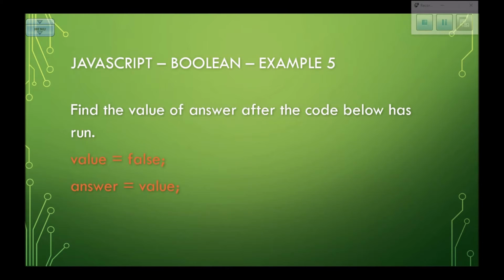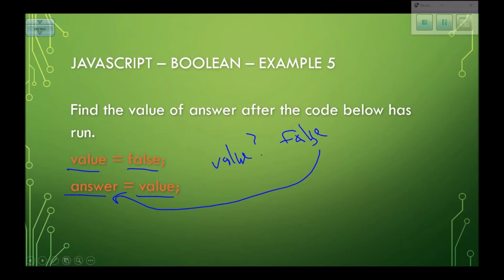Okay, value equals false. So value has false stored in it. And then answer equals value. Well, when the computer asks itself, what is value? It's like, oh yeah, value is false. So it's going to store false in here for answer. So answer would be false because that's what value was, and that's what we told it to pick up the value of.